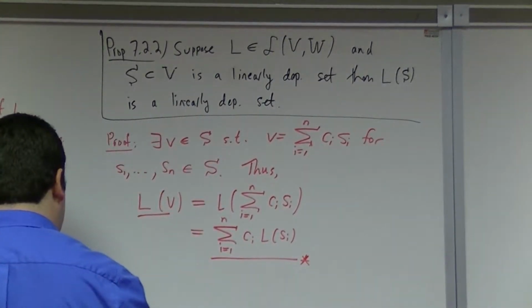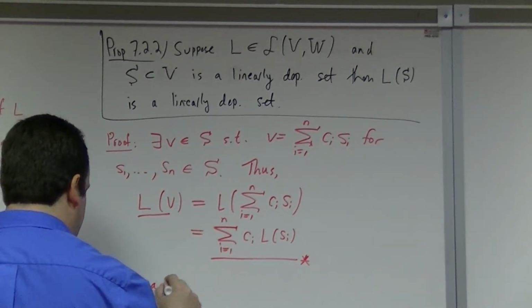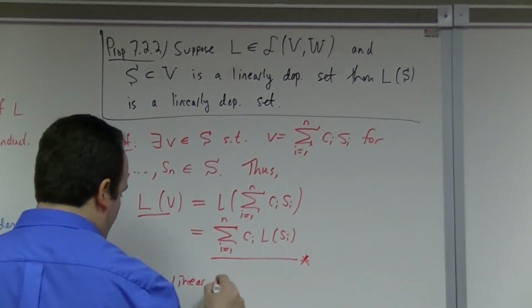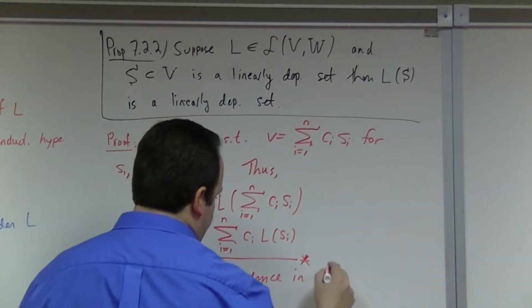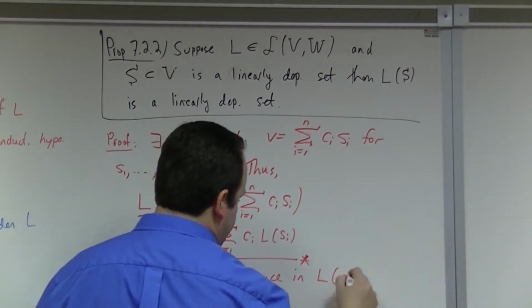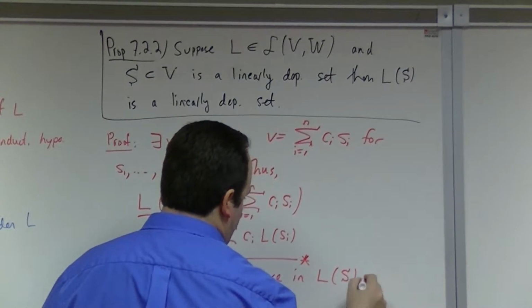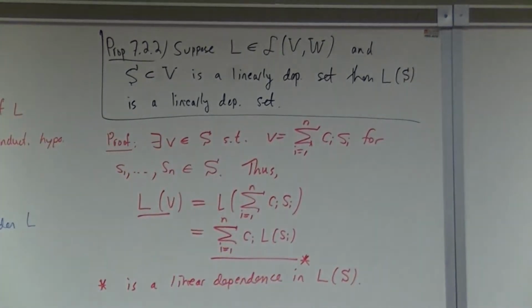Star is a linear dependence in where? All of this. Yeah, in L of S, right. Thus what? Proposition follows. We've just shown that the image is a linearly dependent set. Which linear dependence is responsible for it? It's the same one that you started with.